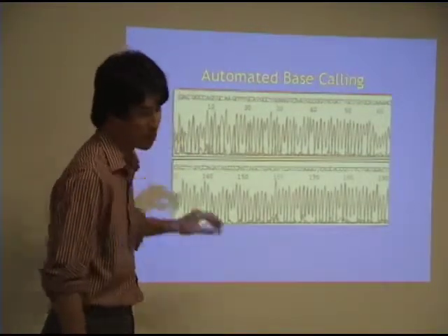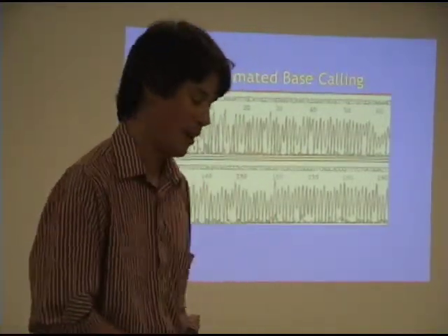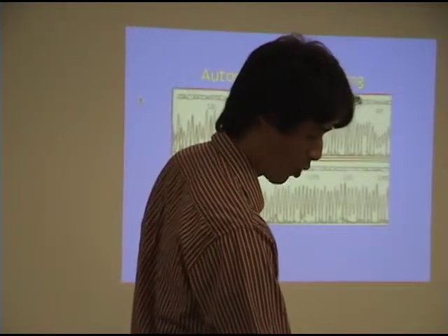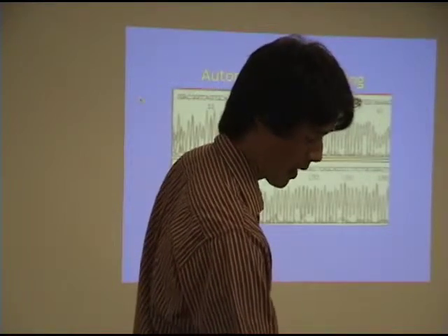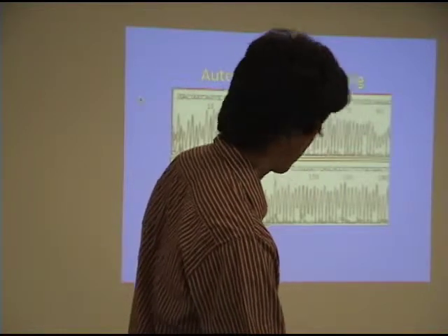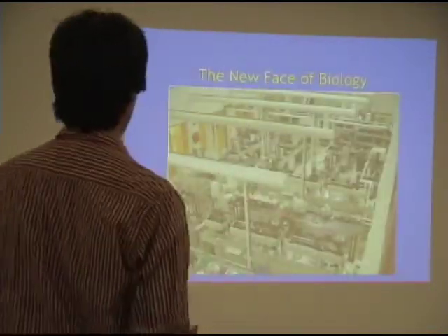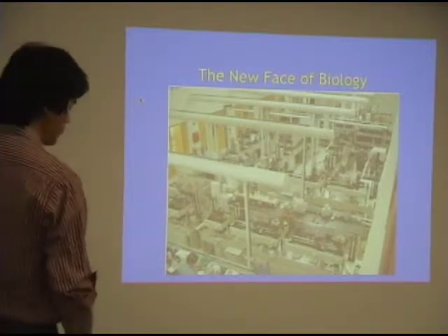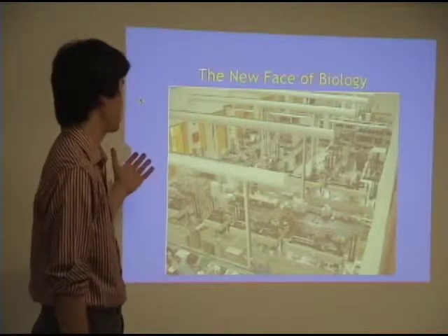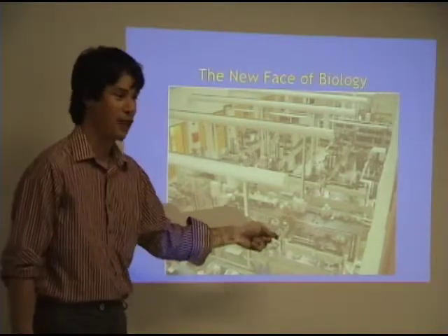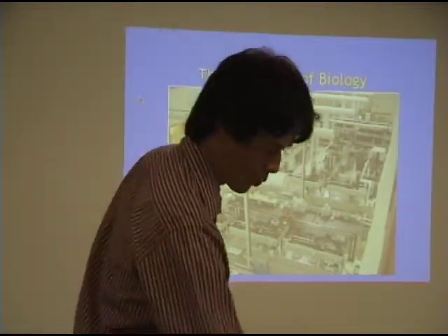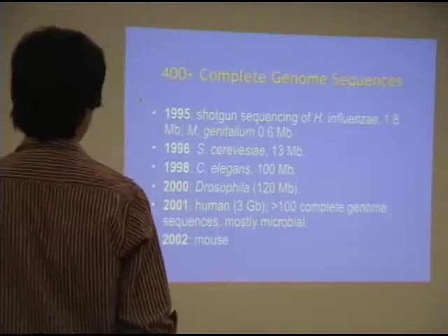Oftentimes things get quite mixed up and you have to be able to estimate the probabilities for what's the true nucleotide sequence and incorporate that into high-throughput analysis that uses multiple runs to establish the correct sequence. What this has led to, for example at the Whitehead Institute at MIT, is the new face of biology: lots of robots and very, very few people. It's not cooking anymore. It's more like a factory.